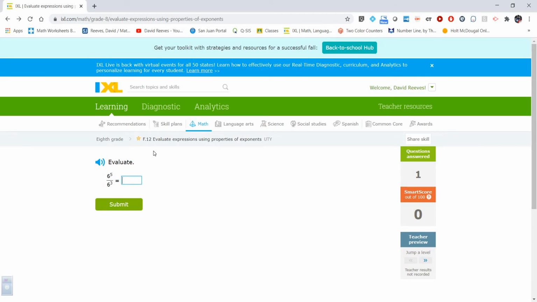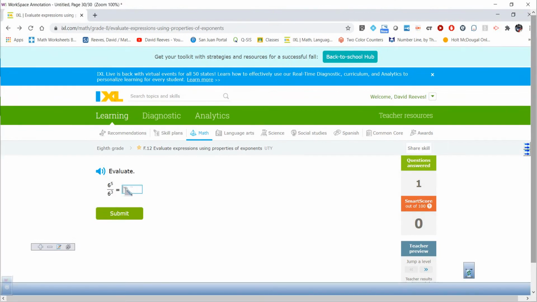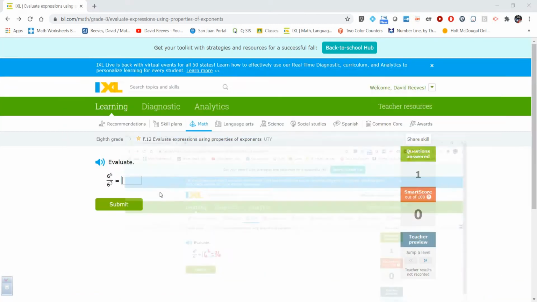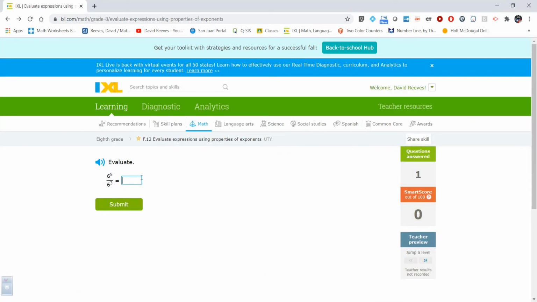All right, so for example, on this one, again, 6 to the 5th over 6 to the 3rd. If I were doing this right here, it would be 6 to the 5 minus 3, which is 2, 6 to the 2nd power. But I'm not going to put that. I learned my lesson, and instead I'm going to put 36.